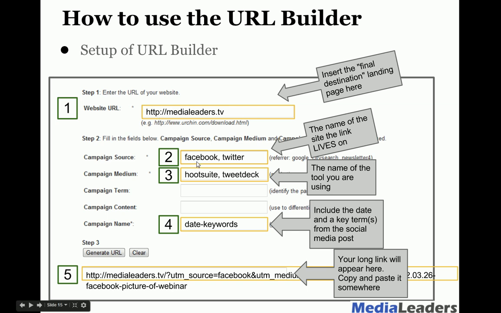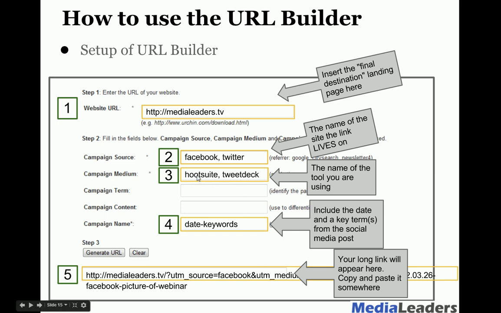The campaign source is what social network this long link is going to live on. It's the name of the site that the link lives on. It's promoted on Facebook, but we send people to Media Leaders. Does that make sense? This is promoted on Facebook, and we're going to shorten it, so don't get scared about how long it is. This is the medium.